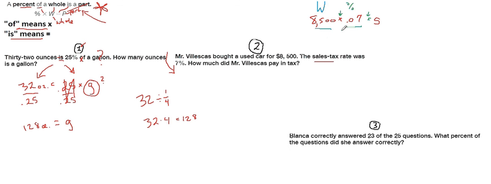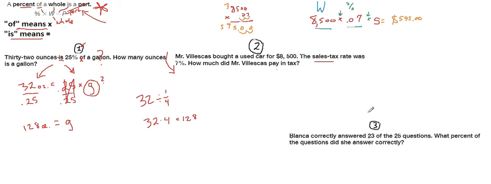So this is pretty simple. We just multiply, right? 8,500 times 0.07. 0.35, 59, and then these are all going to be zeros. So we count 1, 2, $595 is the sales tax.